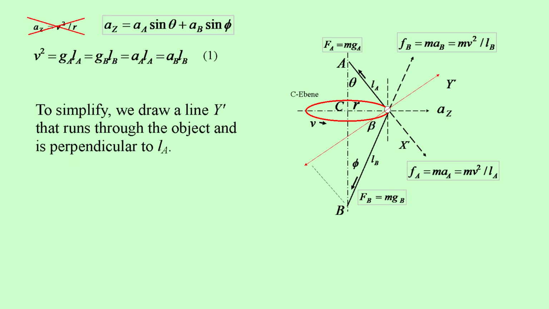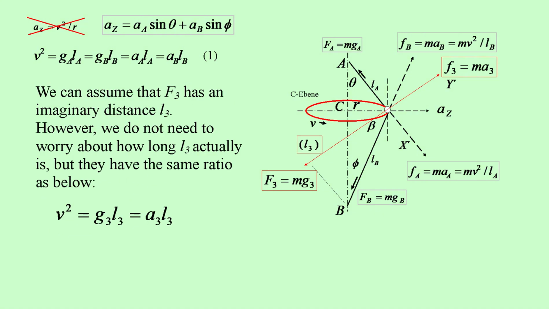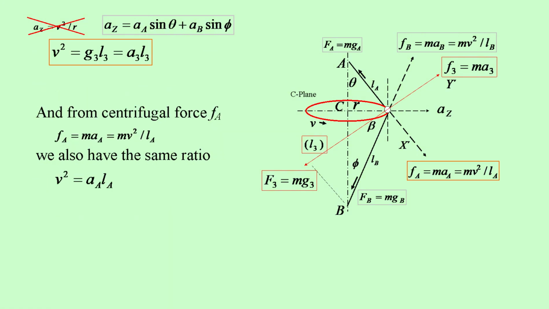To simplify, we draw a line Y that runs through the object and is perpendicular to LA. Let the components of Fb and AB on Y be F3 and A3 respectively. We can assume that F3 has an imaginary distance L3. However, we do not need to worry about how long L3 actually is, but they have the same ratio as below. And from centrifugal force Fa we also have the same ratio.